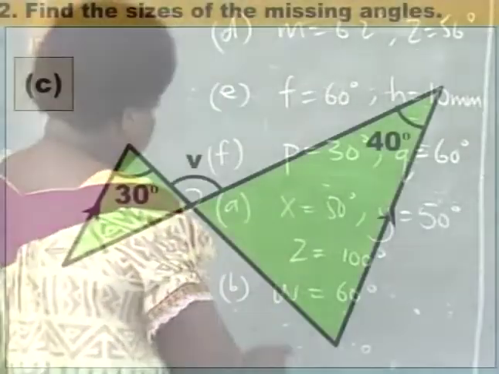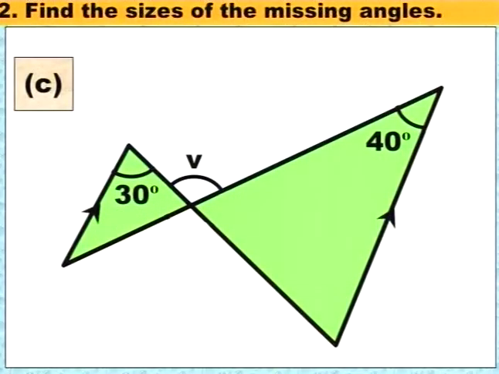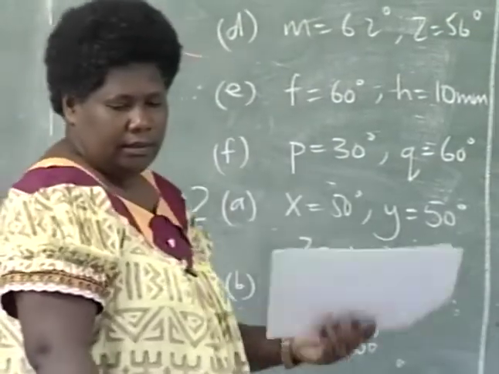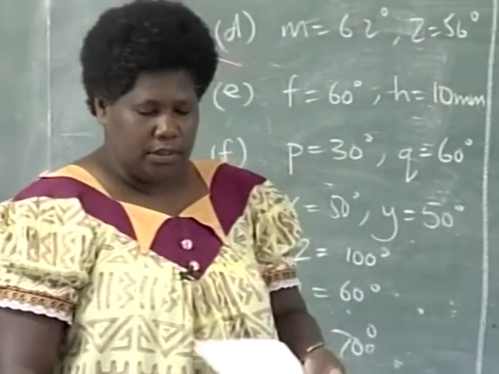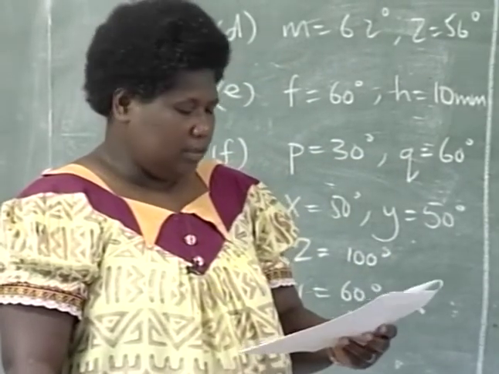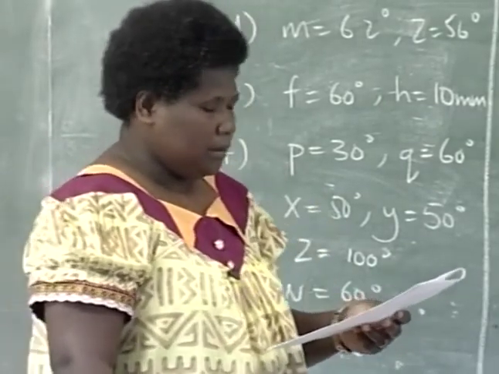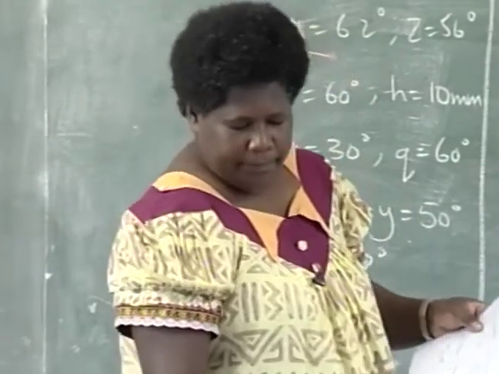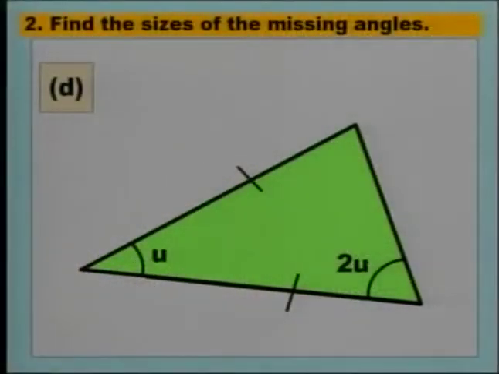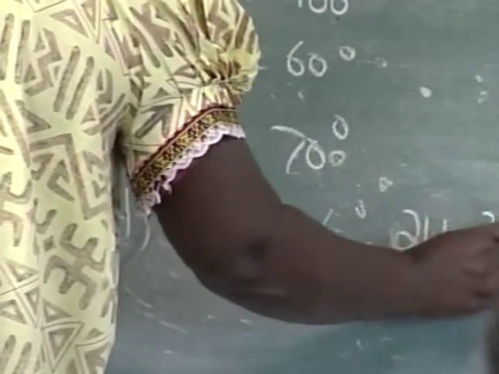Velma, C. V is equal to 110 degrees. Sorry, V is equal to 70 degrees. Okay, V is equal to 70 degrees. Although it's drawn to be really big, it's actually supposed to be 70 degrees. All right, letter D, Hekoi. U equals 36 degrees and 2U equals 72 degrees. U is 36 degrees, 2U is 72 degrees.